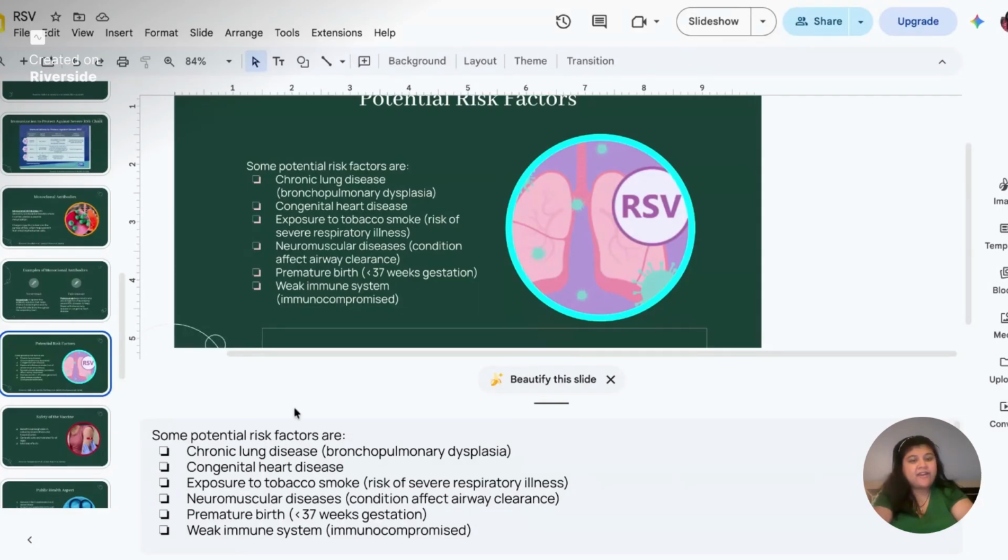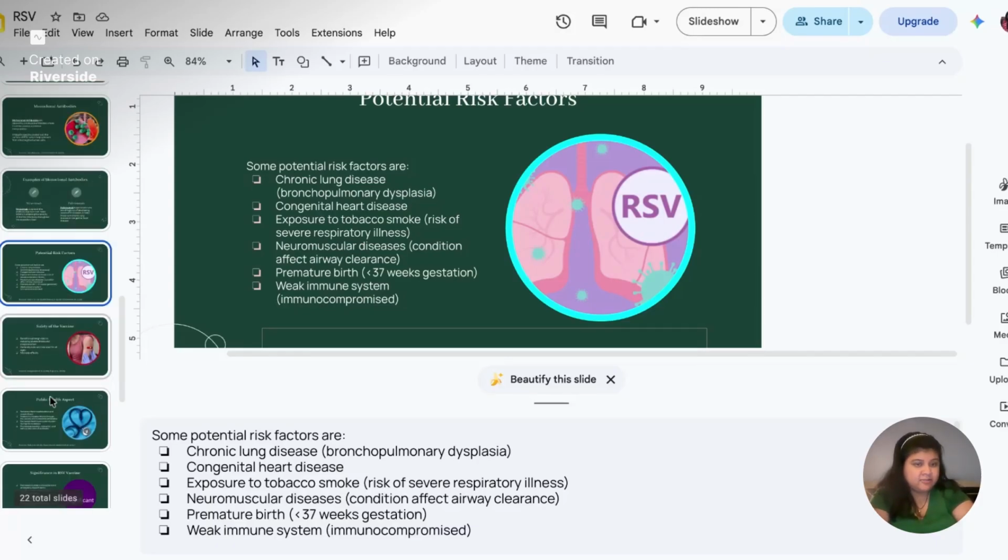Some potential risk factors are chronic lung disease, like bronchopulmonary dysplasia, congenital heart disease, as I mentioned before, and exposure to tobacco smoke, which is a risk for severe respiratory illness. Also neuromuscular diseases, conditions that affect airway clearance, premature babies born at less than 37 weeks gestation, and a weak immune system, for those who are immunocompromised.